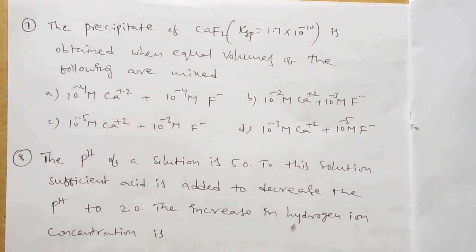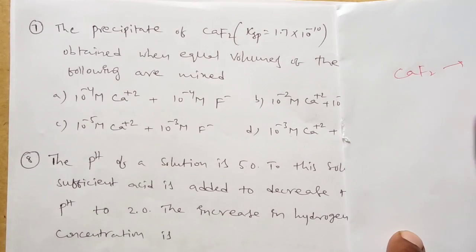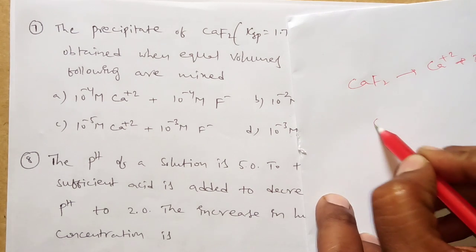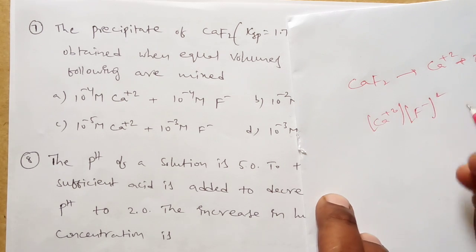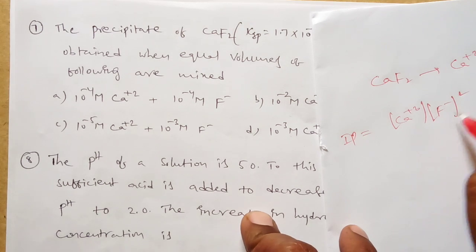So solubility product versus ionic product, there is a combination. If ionic product is greater than solubility product, then precipitate will form. So if you observe here, CaF2 gives Ca plus 2 plus 2F minus. So Ca plus 2 concentration into F minus concentration whole square, because if it is splitting into ions, you will get Ca plus 2 and 2F minus.